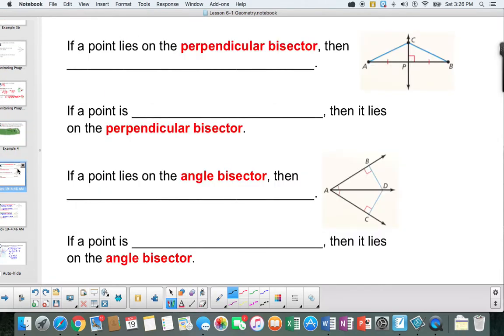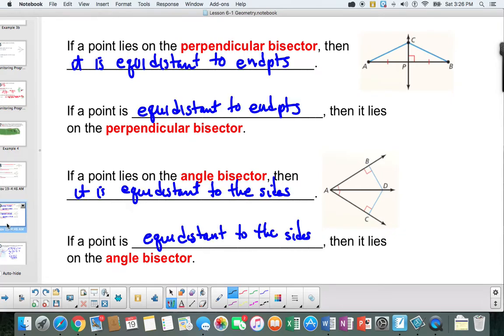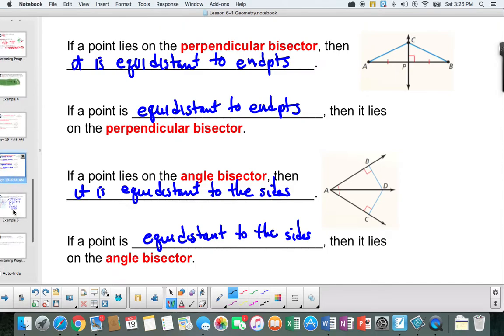Okay, here's a little summary of what we've been doing so far. Stop the screencast and see if you can fill in the blanks. Okay, here are the blanks. If you can say that something lies on the perpendicular bisector, then it's equidistant to the endpoints. And the converse, if something's equidistant to the endpoints, then it must lie in the perpendicular bisector. If a point lies on the angle bisector, then it is equidistant to the sides. And if a point is equidistant to the sides of an angle, then it lies on the angle bisector.